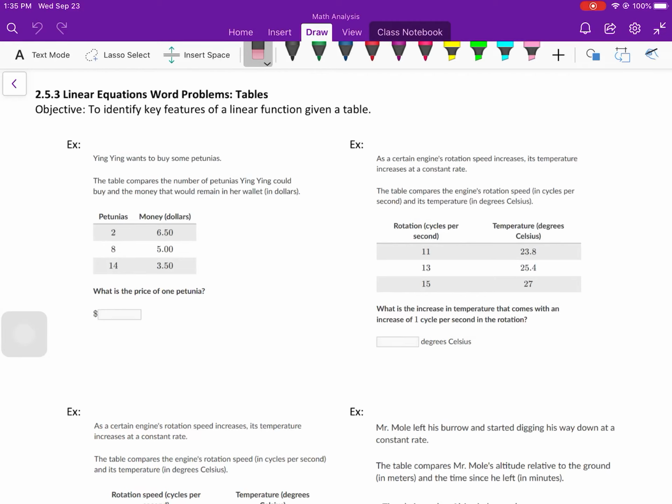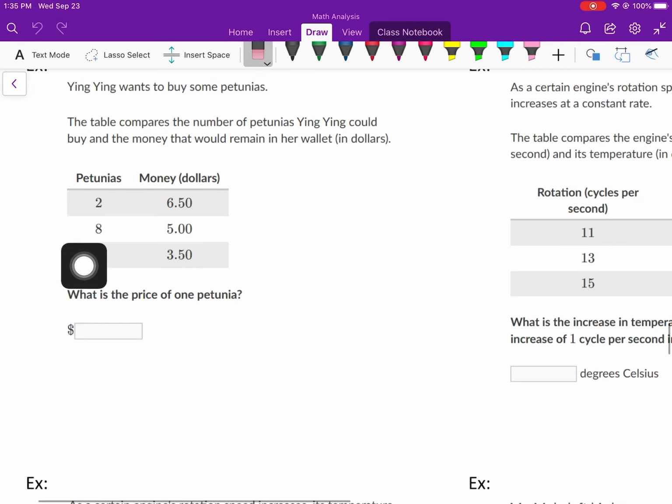All right, so linear equation word problems using a table. Some of these are pretty easy, some of these kind of get a little bit tricky, but let's go through them. Ying Ying wants to buy some petunias. The table compares the number of petunias Ying Ying could buy and the money that would remain in her wallet. So what is the price per one petunia?